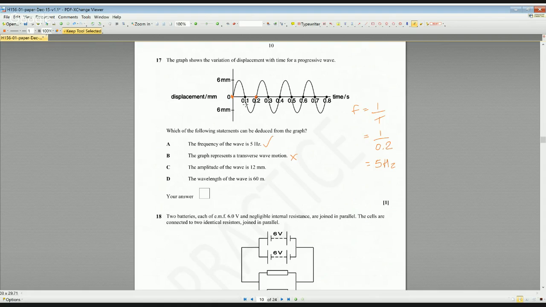The amplitude is, well, amplitude is the maximum displacement from the equilibrium position, and that is 6 millimeters. So it's true that from the bottom of the wave to the top it's 12 millimeters, but that's not how we determine amplitude. Amplitude is only 6. The wavelength is 60 meters. We can't deduce that at all from here, because to work out wavelength, we'd have to use the equation v equals f lambda. We know the frequency. We want to find out the wavelength. We don't know the speed, so we couldn't do that. So the only one is A.